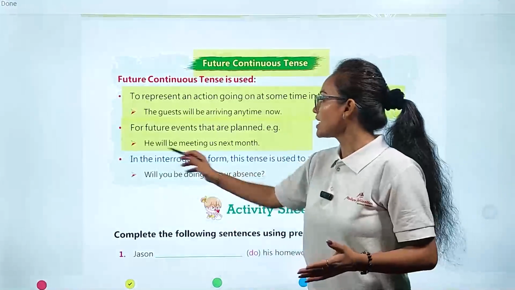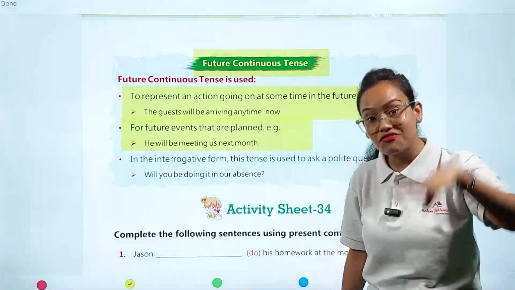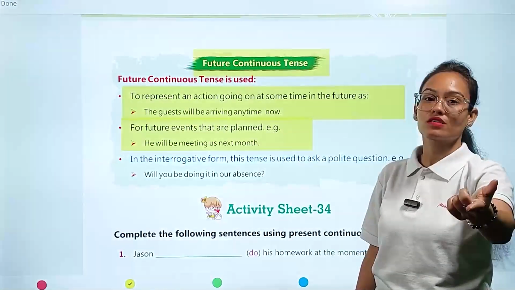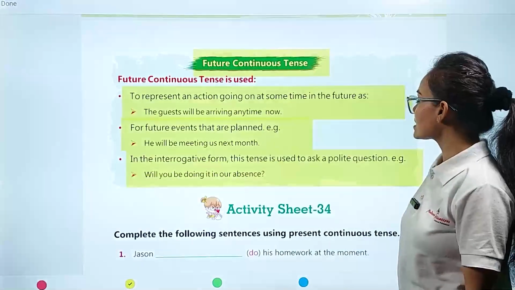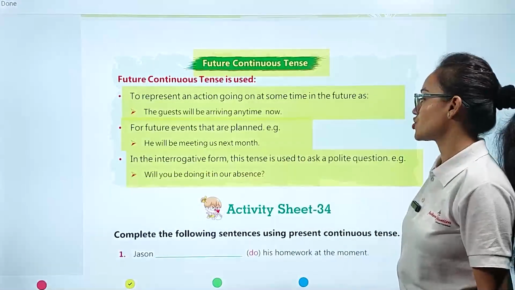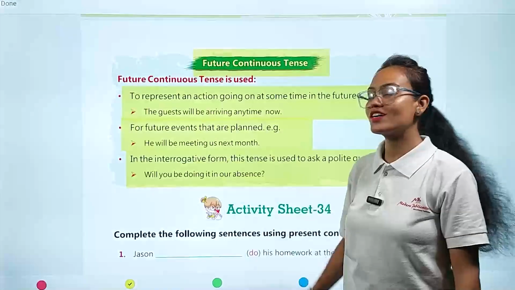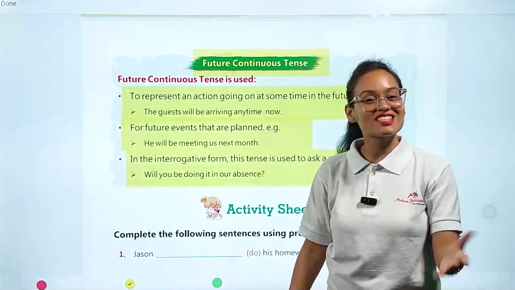For example, you can see he will be meeting us next month. This meeting is already fixed, but it is going to happen in the upcoming month. In the interrogative form, this tense is used to ask a polite question. Whenever we are talking about interrogative form, what is the meaning of interrogative form? I hope you all remember. Interrogation simply means asking a question.